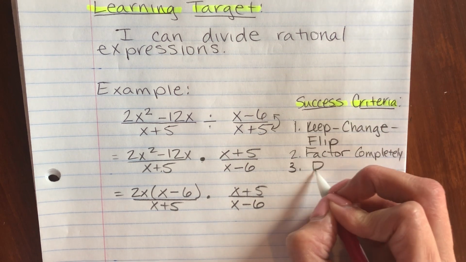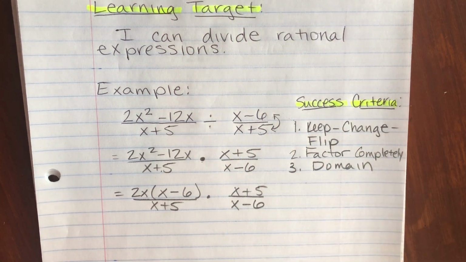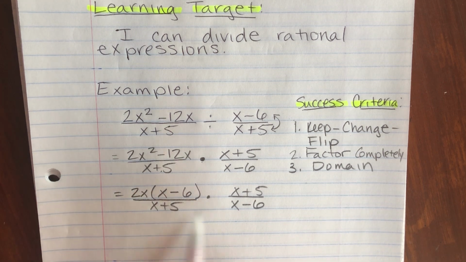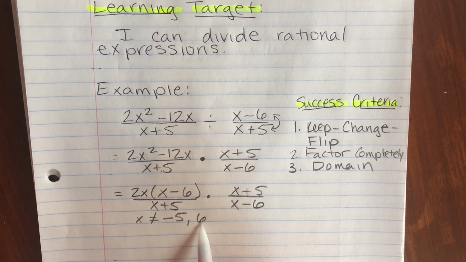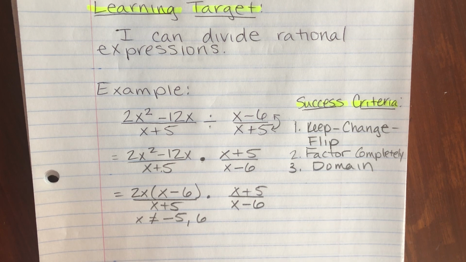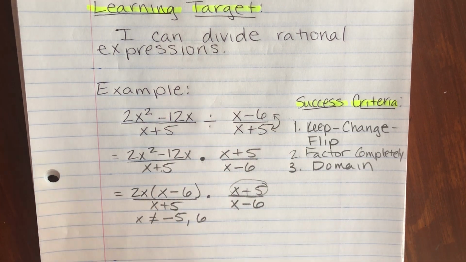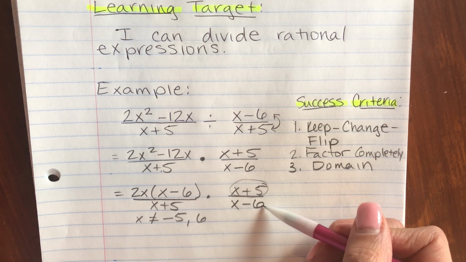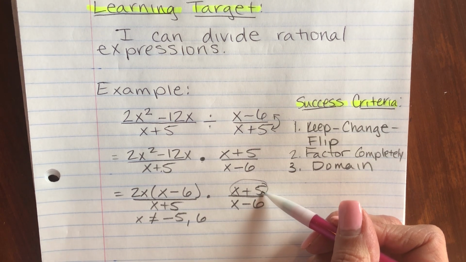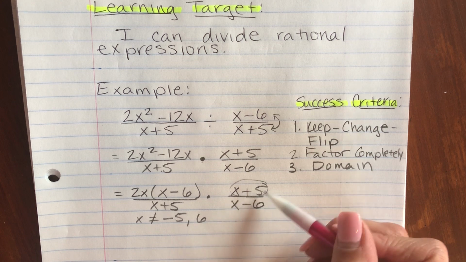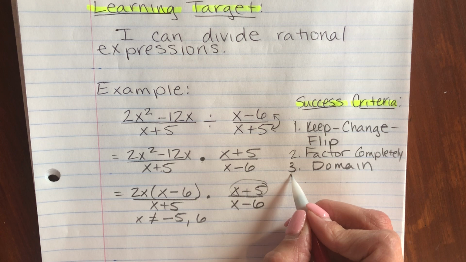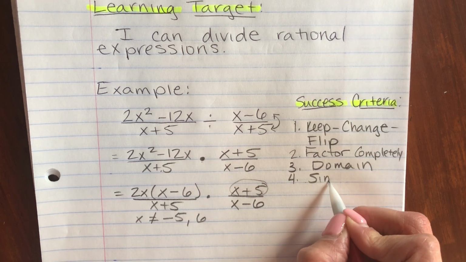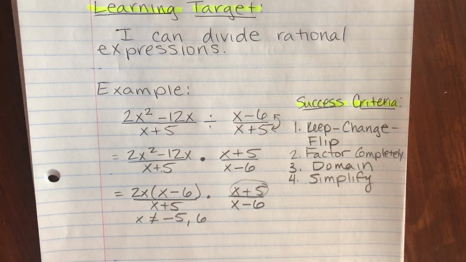Now I'm going to do domain. So I'm going to look down at the bottom. x cannot be negative 5 or positive 6. And this is different. You also have to check this one as well, because this used to be the denominator. So x can also not be negative 5, but we already have that, so we're good. All right, we did the domain. Now we're ready to simplify.